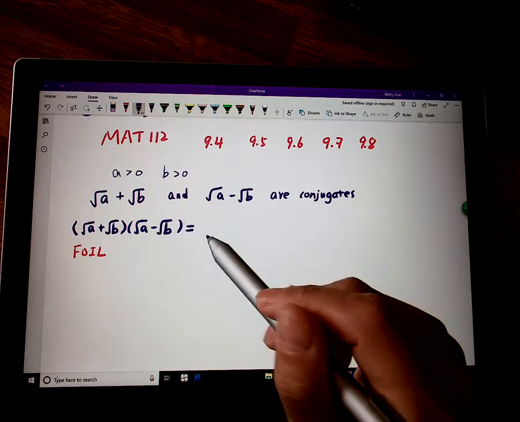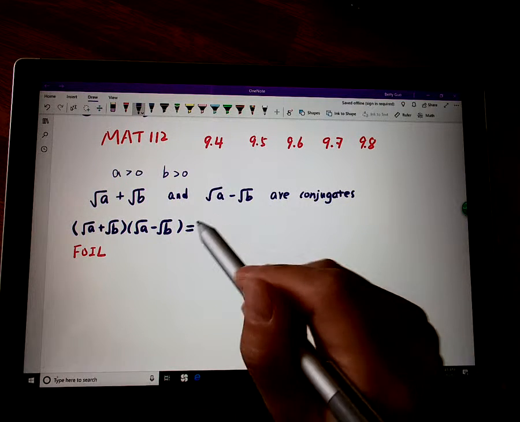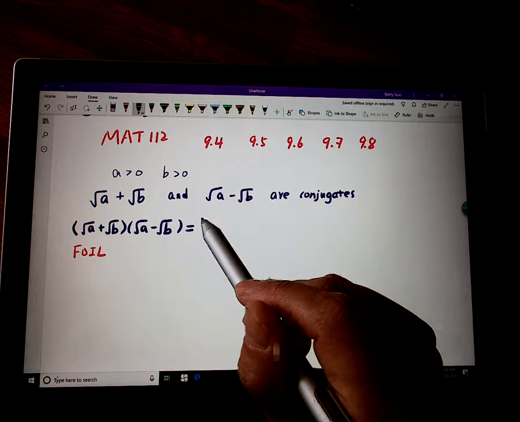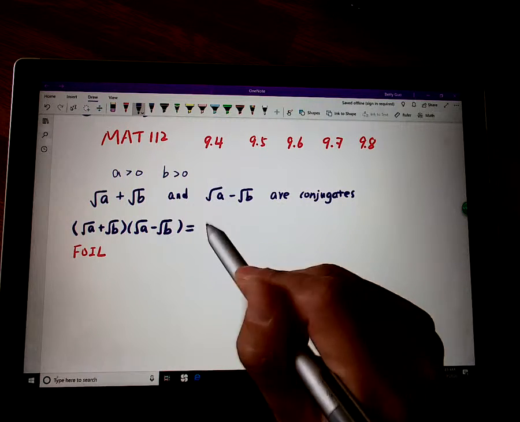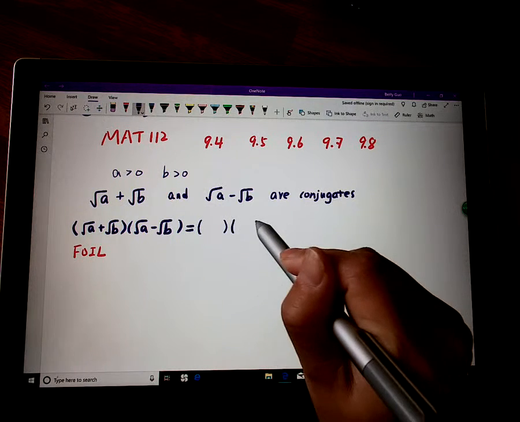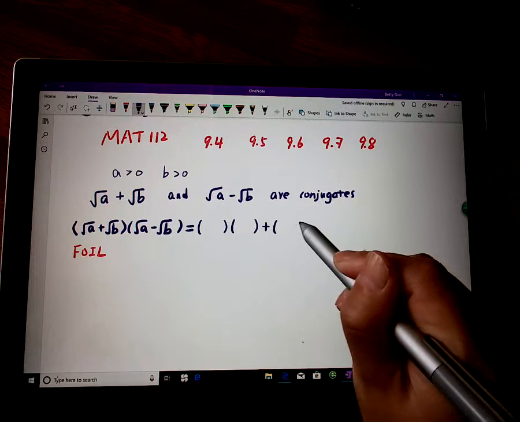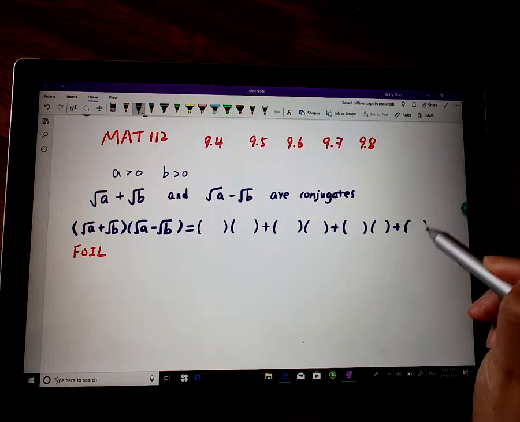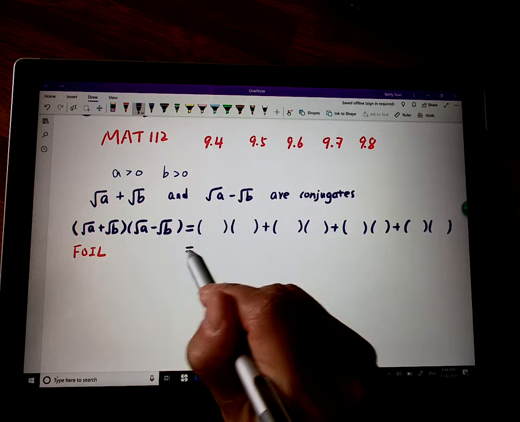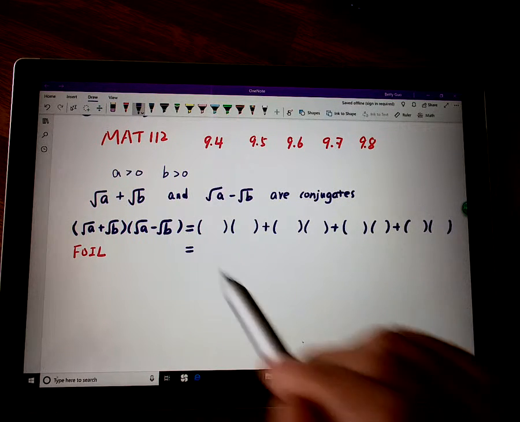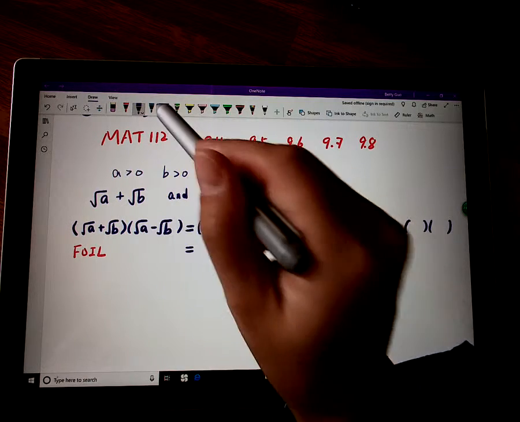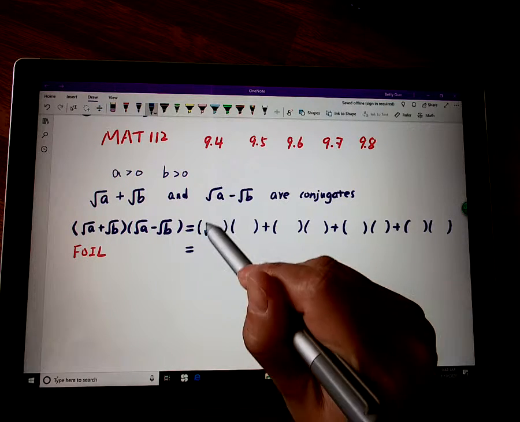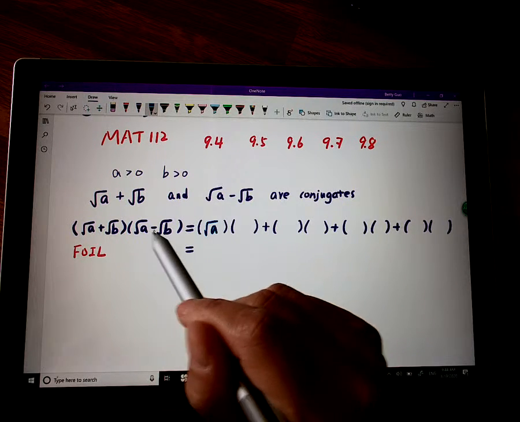So this is how we are going to do the FOIL. F stands for first, O stands for outside, I stands for inside, L stands for last. So we're going to have first times first plus outside times outside plus inside times inside plus last times last. So I always take time to have those parentheses. First, what should we put in the parentheses? The first term in the first parenthesis is root A. First term in the second parenthesis is root A.